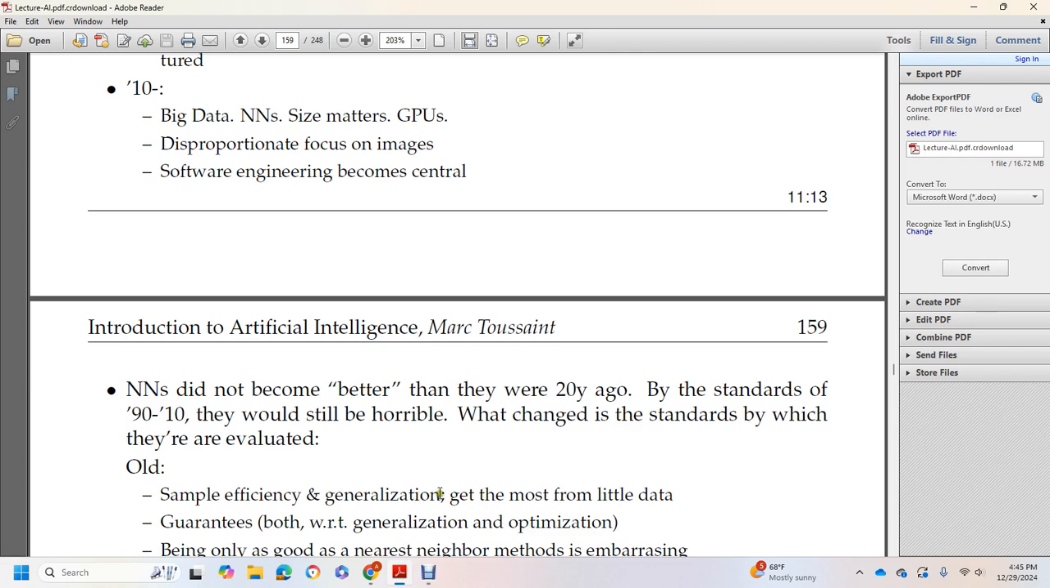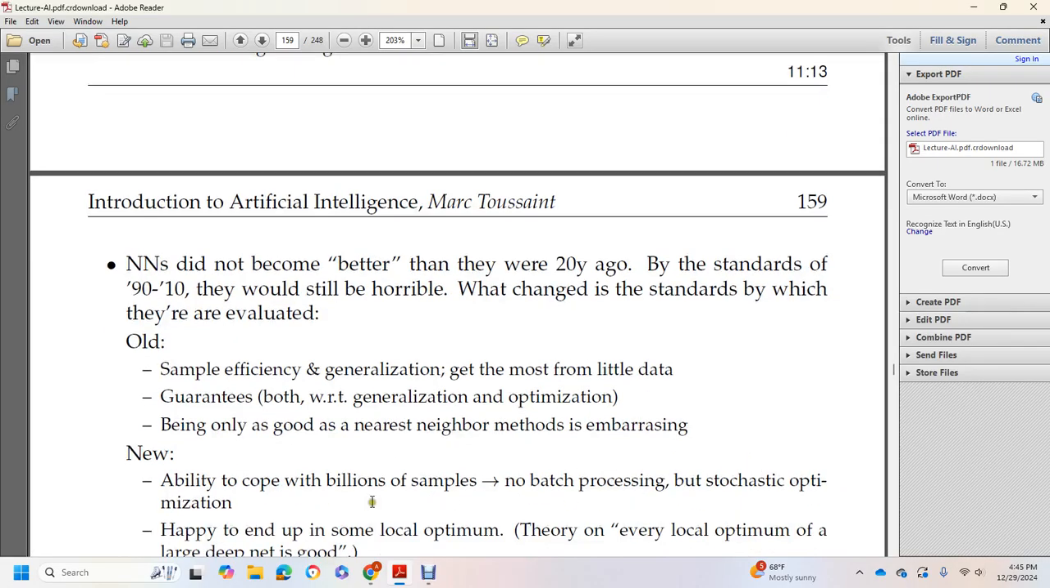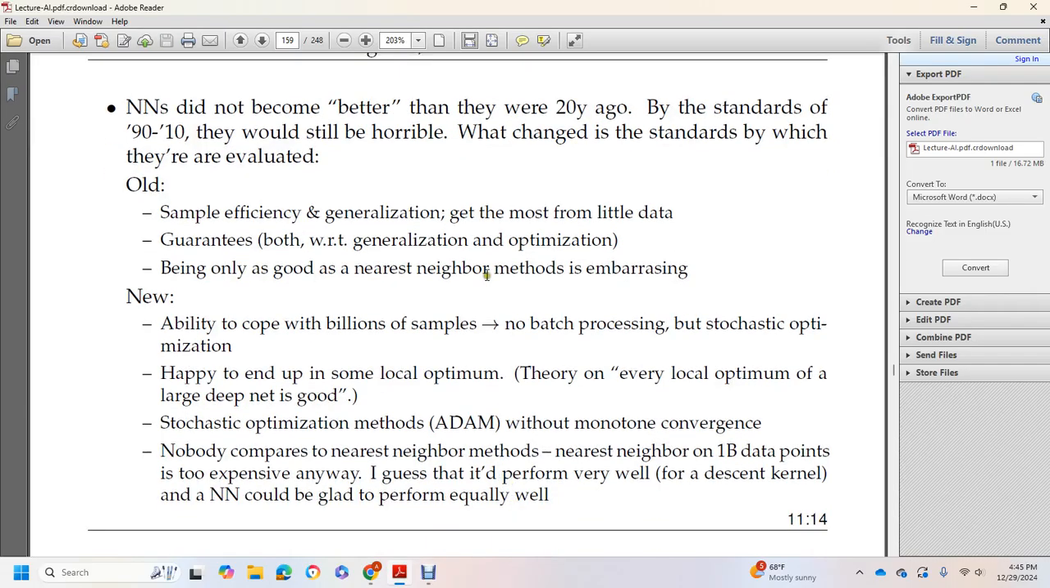Old standards: sample efficiency, generalization from little data, guarantees, convergence rates, generalization rates, optimization being only as good as the nearest neighbor method is embarrassing. New standards: the ability to cope with billions of samples, with no batch processing and sophisticated optimization. We used to be happy to end up with local optimum theory; that every local optimum of a large deep net is not a problem is good.